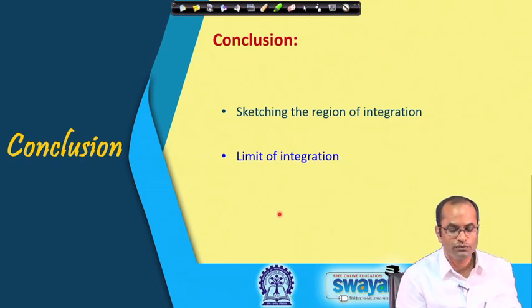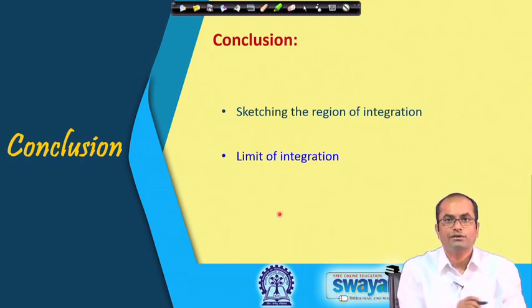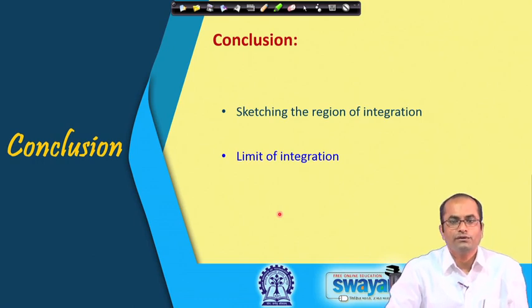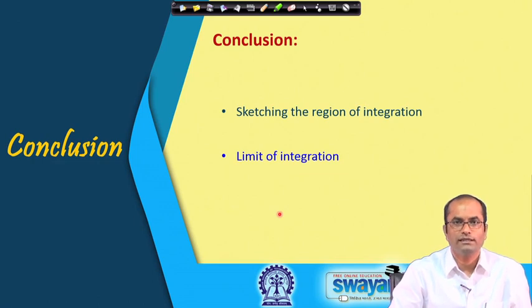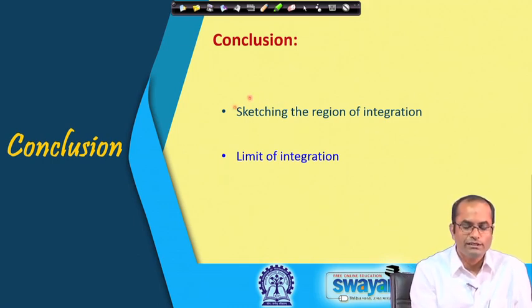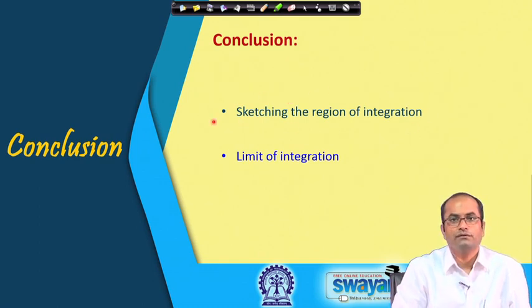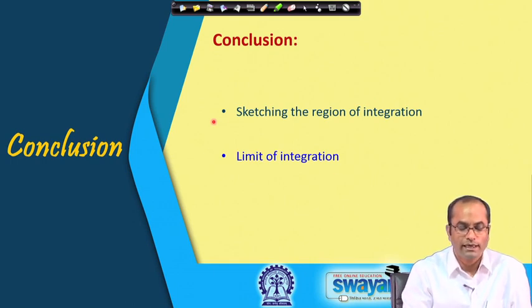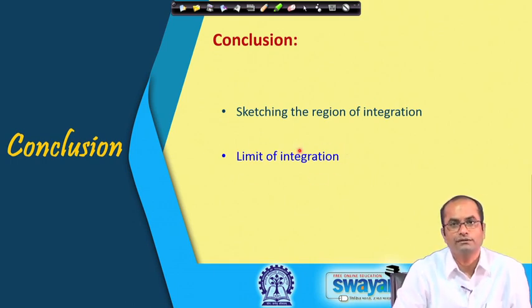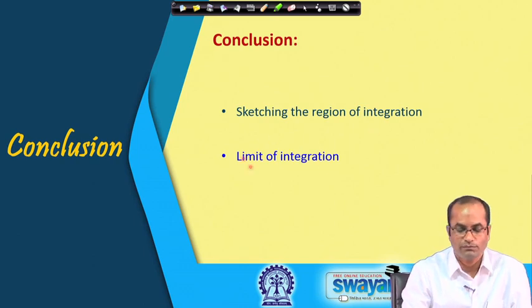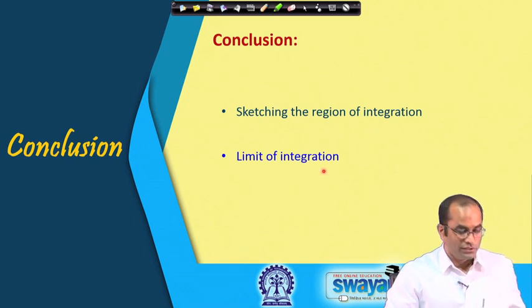So, coming to the conclusion, what is important when we change the order of integration? First of all, it is very useful and convenient in many situations when we observe that the given integrand is not possible to integrate in the given order. By changing the order of integration, it becomes easier to integrate, but for that, sketching the region of integration is very important, and then putting the limits of integration after sketching the domain makes it much easier.